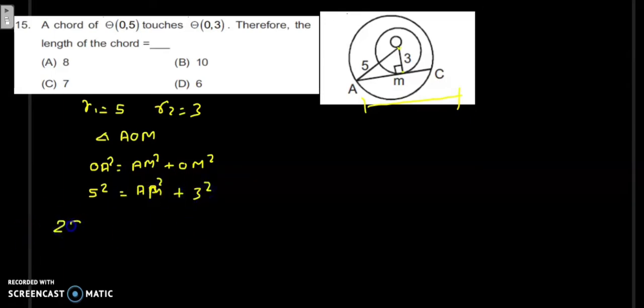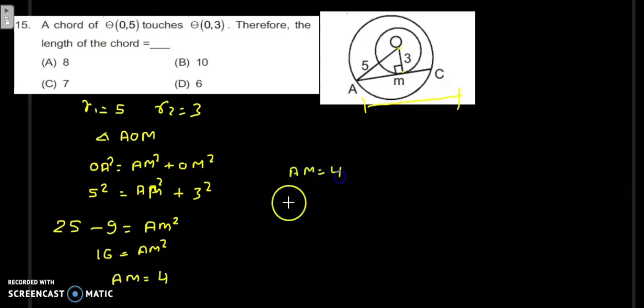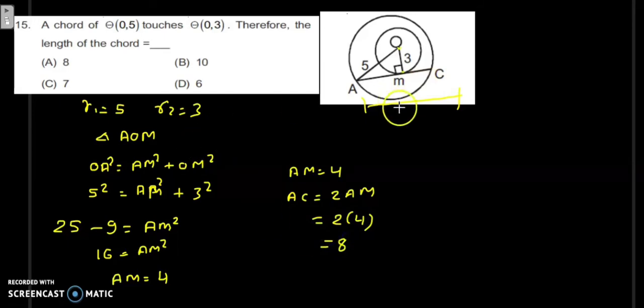Transfer this side: 25 minus 9 is equal to AM square. 25 minus 9 is 16, equal to AM square, which means AM is equal to plus 4. So AM is equal to 4. AC is equal to 2 AM, because the perpendicular divides the chord into two parts. So 2 into 4, your answer will be 8 centimeters. Unit is not given, so 8, option A is your answer.